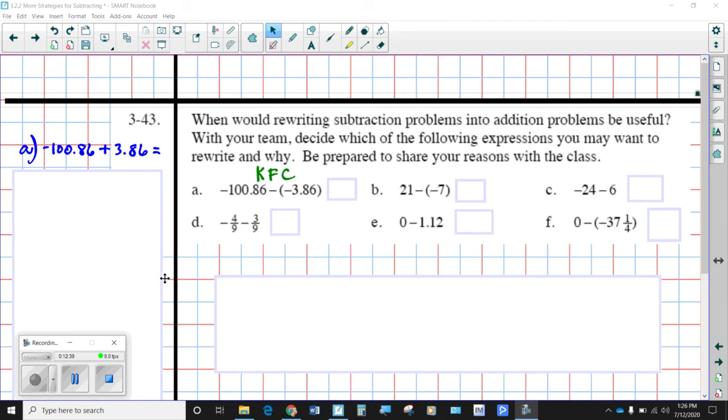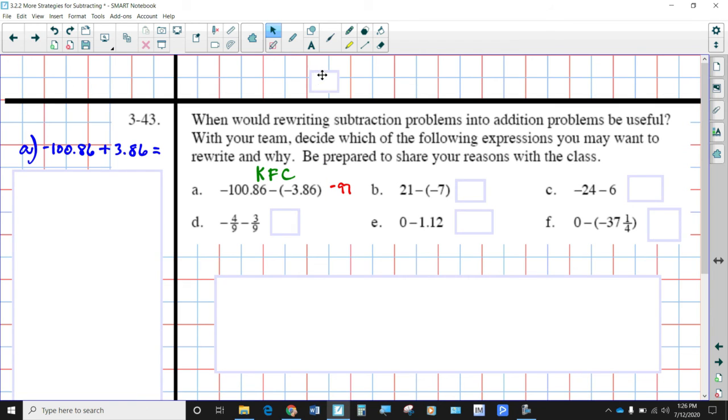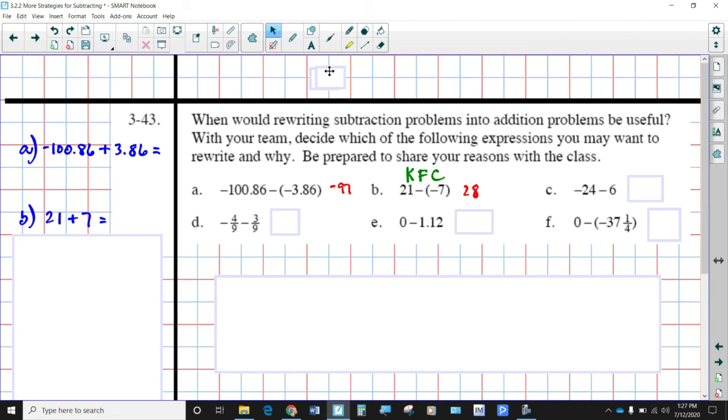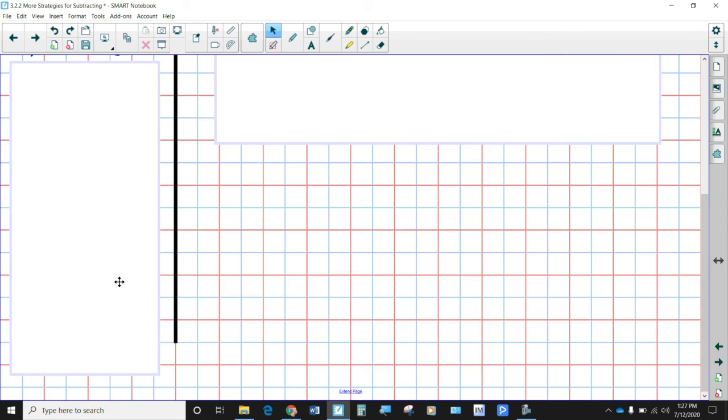All right, so what did we get for our answer here? We should have gotten, is that -97? Yes, it is. That is -97. For here, instead of 21 minus a -7, you would rewrite that as 21 plus a +7. And what is 21 plus 7? That is 28. For this problem here, instead of -24 minus 6, we'll write it as -24 plus a -6.